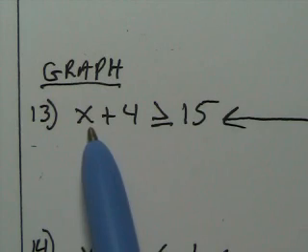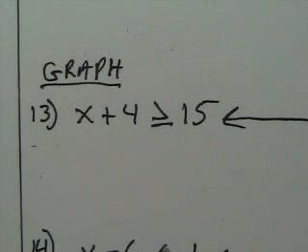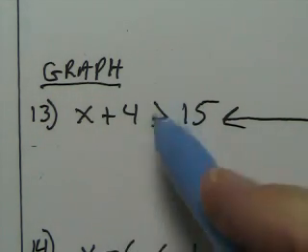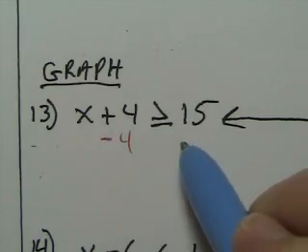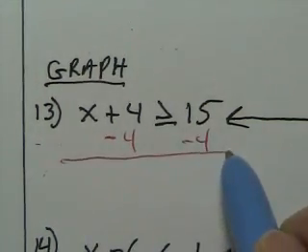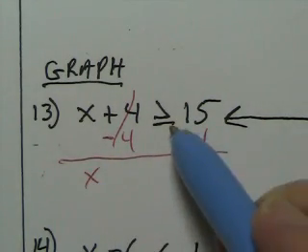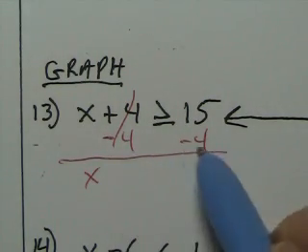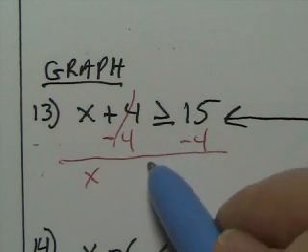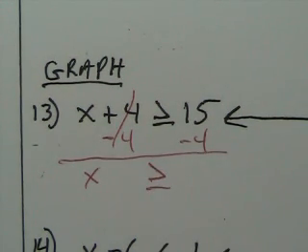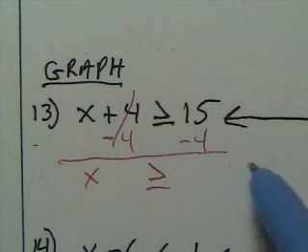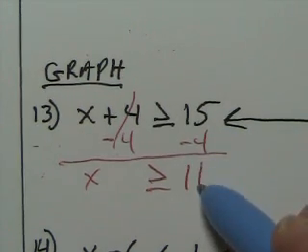Number 13, we need to solve for x, and then we can graph it. So let's see, I want to get rid of plus 4. So I subtract 4. That's gone. I have x. Hey, do I need to change the arrow if I subtracted 4? No. That's only if you multiply or divide by a negative. I just subtracted. 15 take away 4 is 11.